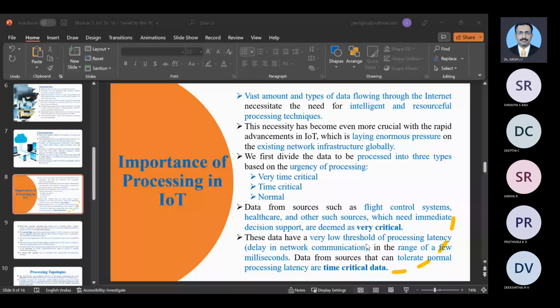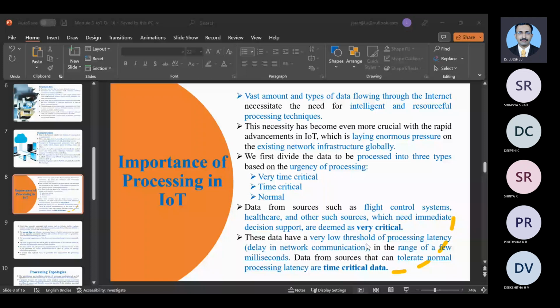So let us see the data from sources such as flight control systems, healthcare, and such sources, which support medical decisions, and it is very much important. The information is very critical, and it has to be transmitted at a faster speed. So we need to make sure that this data has a low threshold of processing latency.